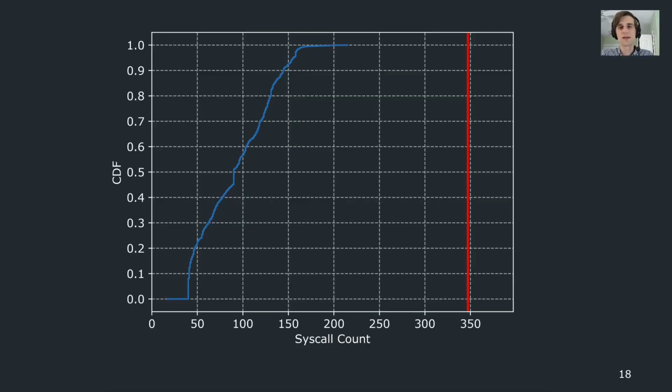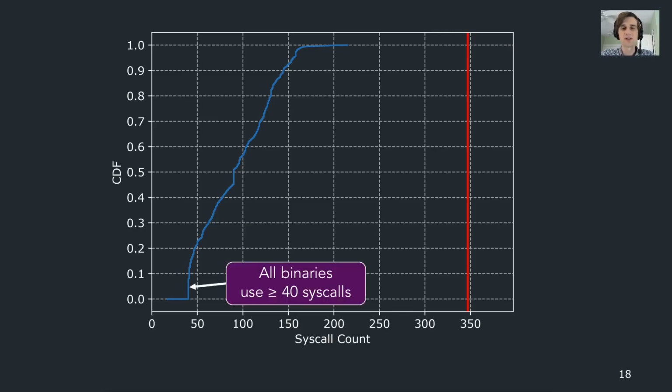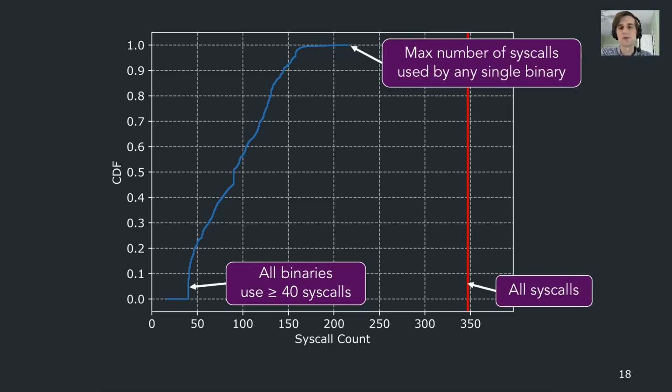Here, we plot a CDF of the number of syscalls observed across all binaries. We found that all binaries, even the minimal form of bin true from the beginning of the talk, can use at least 40 syscalls. This is due to all the functions that can be required by the dynamic loader, even before main is invoked. The maximum number of syscalls used by any single binary is only 215, which is only 62% of the total set of 347 syscalls. The median was only 90 syscalls. This demonstrates that overall, binaries are overprivileged in terms of the Syscall API.